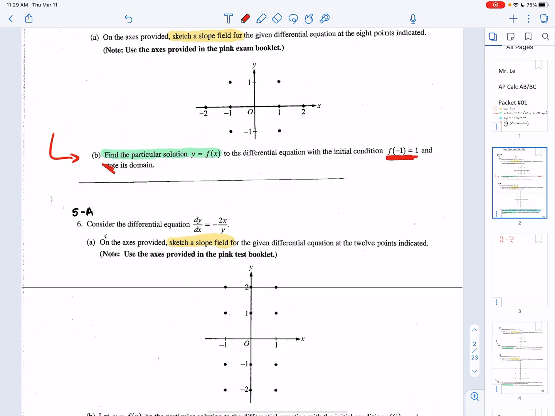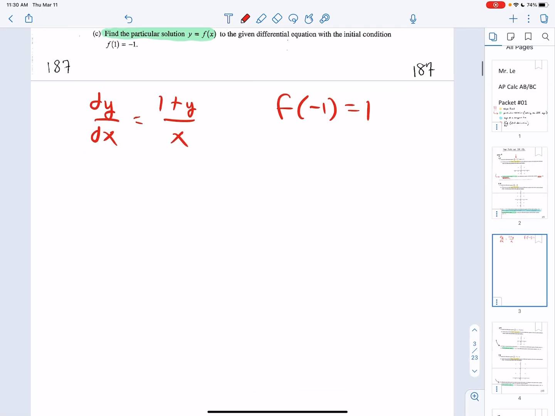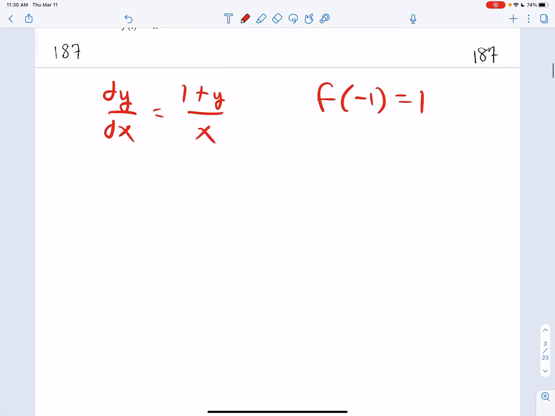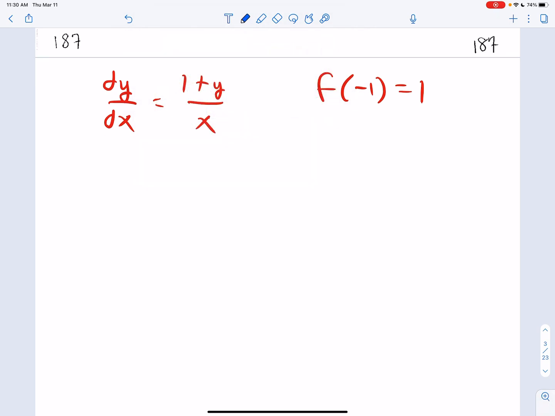Now where it says state its domain, we're going to ignore that because they actually dropped that requirement a long time ago. Okay, so you guys won't be expected to do that part for the AP exam this year. So I'm going to write this down. This is just like homework number 16. Okay, but you got to be super careful. I'll show you guys why afterwards.